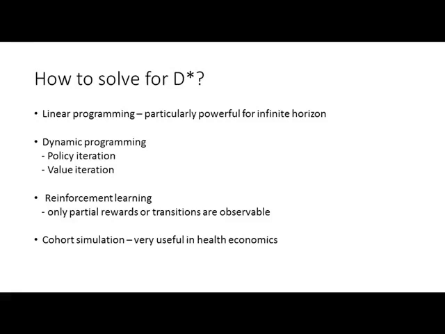And there's another very useful approach which is called cohort simulation. So this is not exactly optimization. You do not exactly find the optimal solution. Instead, you find a near optimal solution or a solution that's well enough, that's close enough to the optimal. So in general, 4 different approaches to solve for the optimal policy.